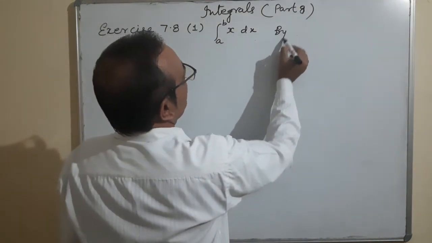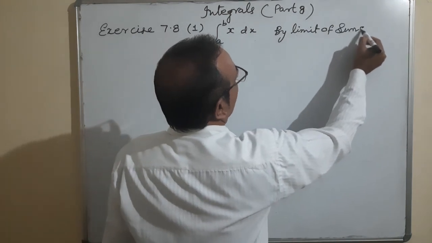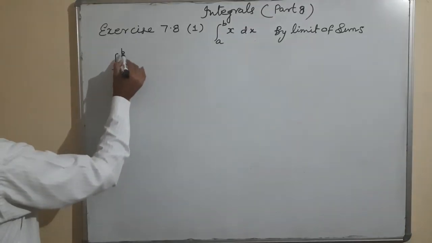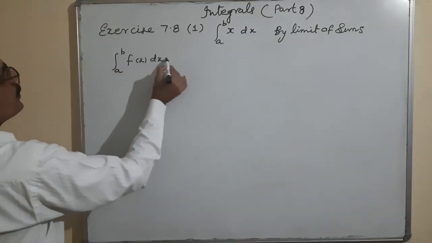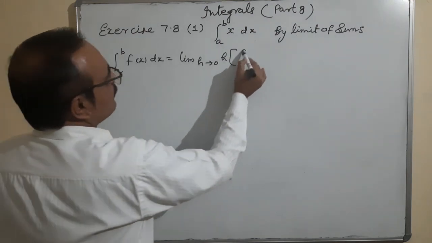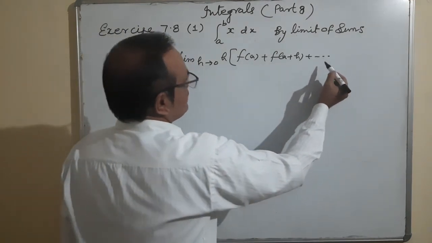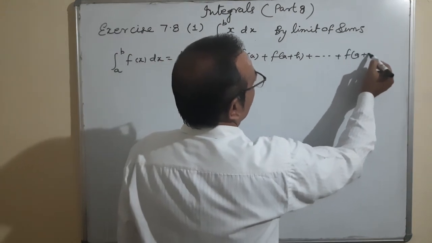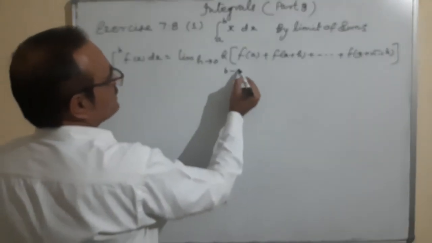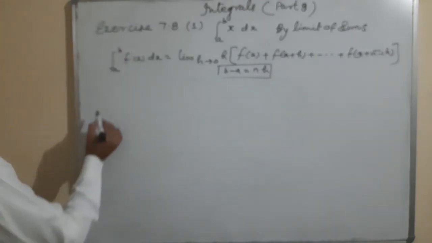So clearly it is mentioned by limit of sums. Okay. Formula: integral a to b f of x dx is equal to limit h tends to 0 of h times [f of a plus f of a plus h plus and so on, up to f of a plus (n minus 1) into h], where b minus a is equal to nh. Using this formula, we find the value.